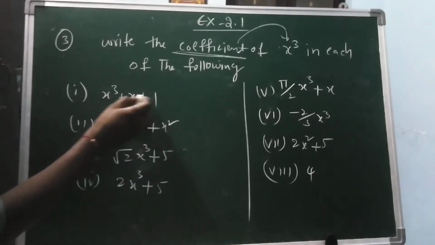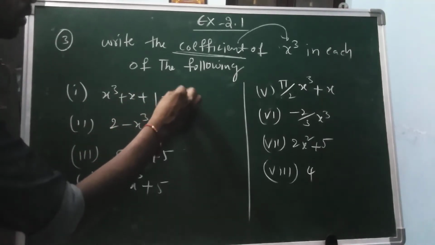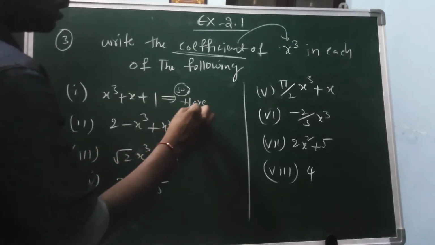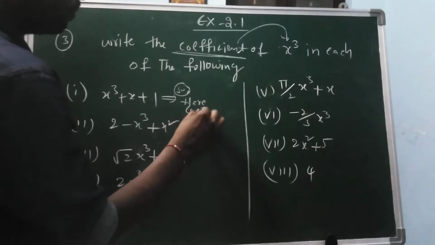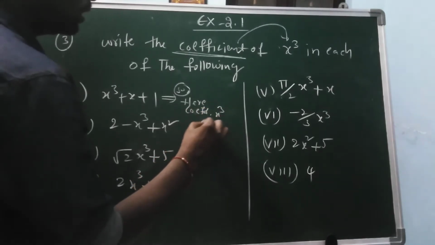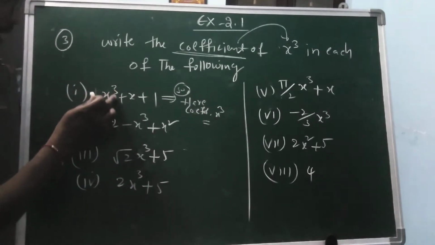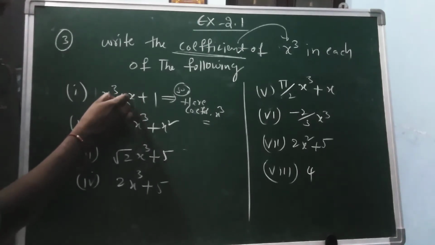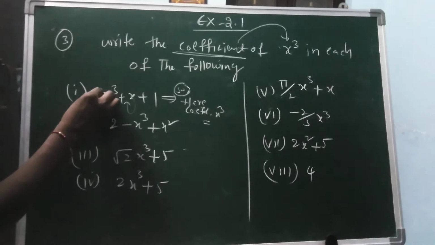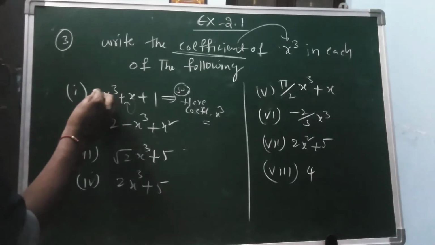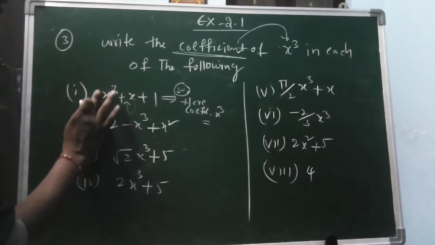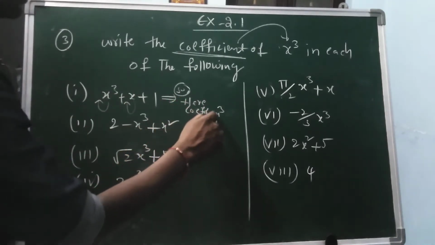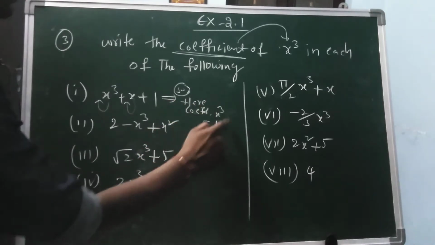So see here, the first problem. The solution is: the coefficient of x cube is equal to what? 1. The coefficient of x cube is 1. Here no value is written, but assume it is 1, like 1 into x cube. So the coefficient of x cube is 1. Write down like this. Okay.